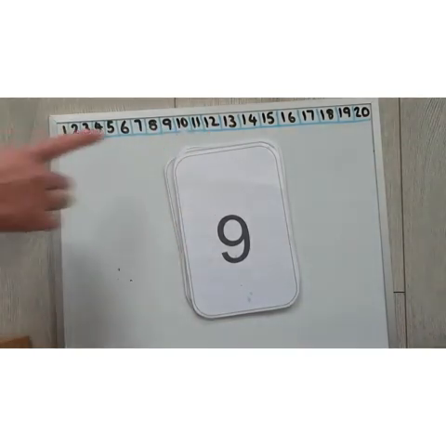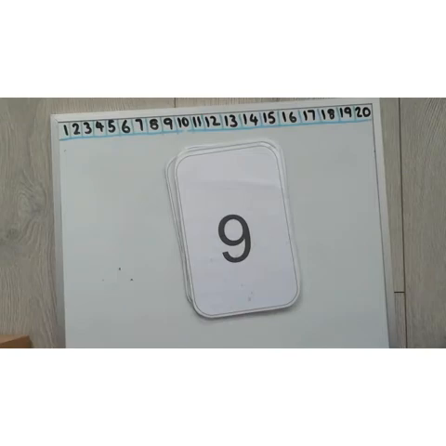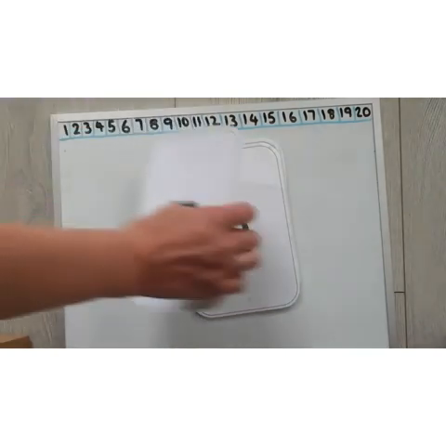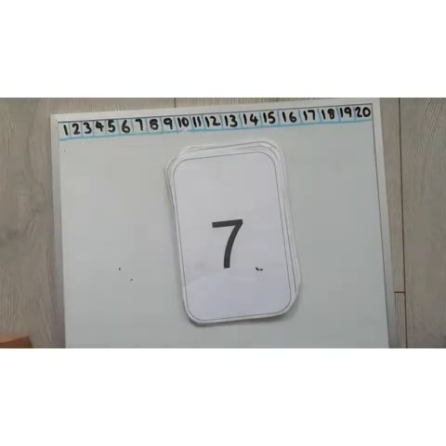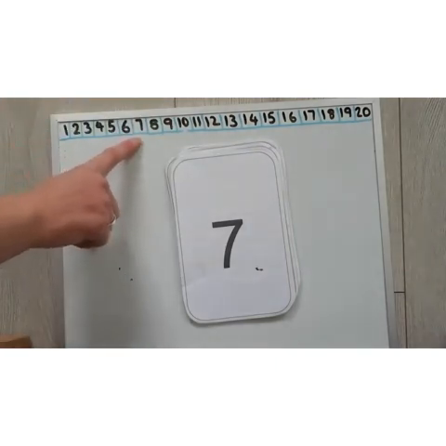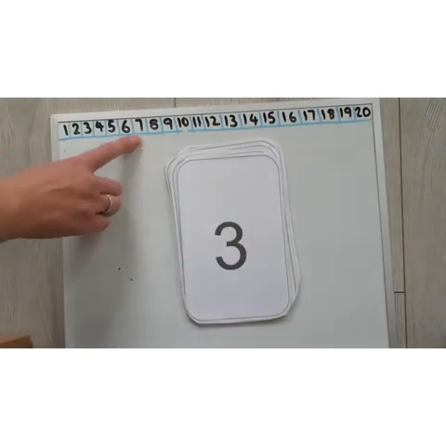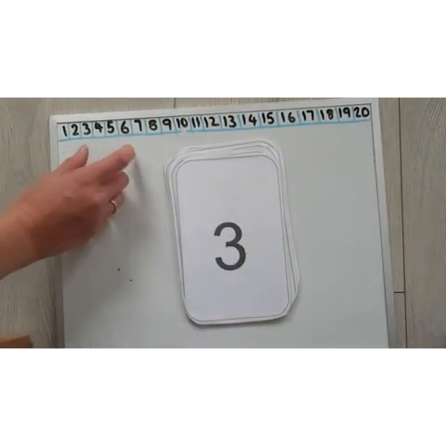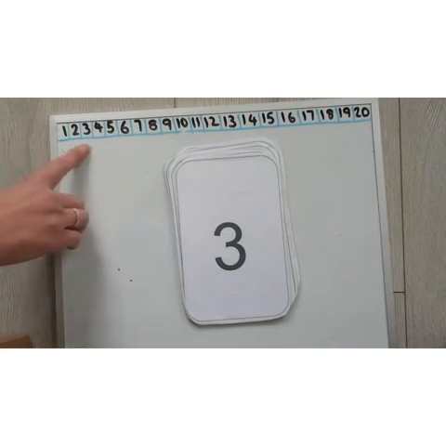Let's see. Do you think the number is going to be higher or lower? I'm going to say higher. What do you think? Oh no, it was lower. 7 is lower than 9. It's less than 9, isn't it? Let's try again. Do you think it's going to be higher or lower? I'm going to say higher because there's more numbers. Let's see. Was I right? Is 3 lower than 7? Is it less than 7? I was wrong, wasn't I? It should be lower.